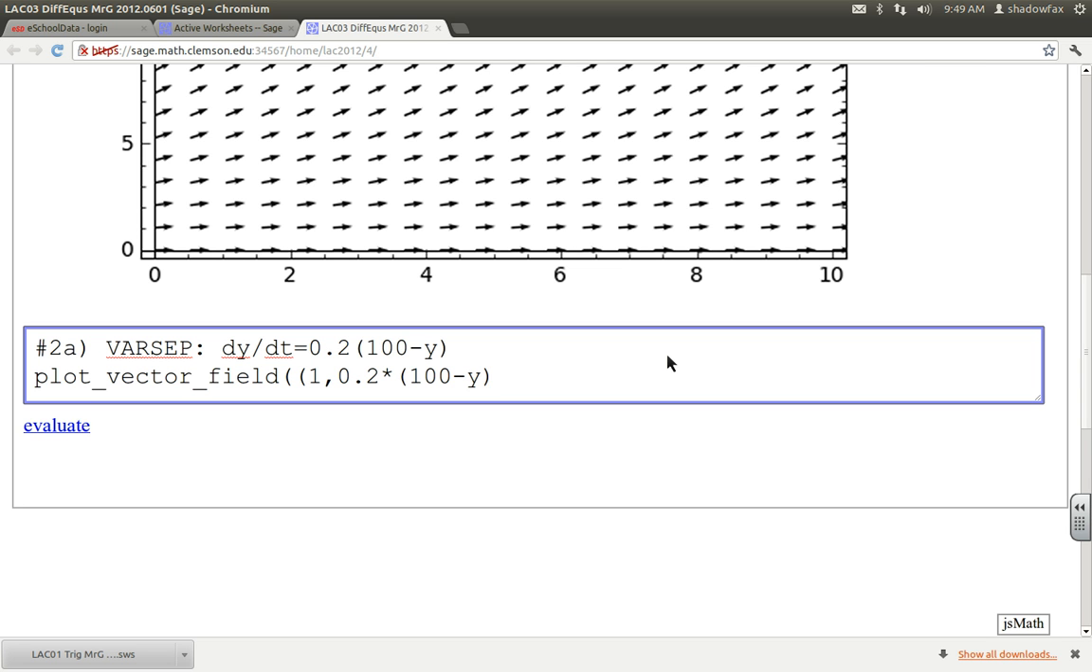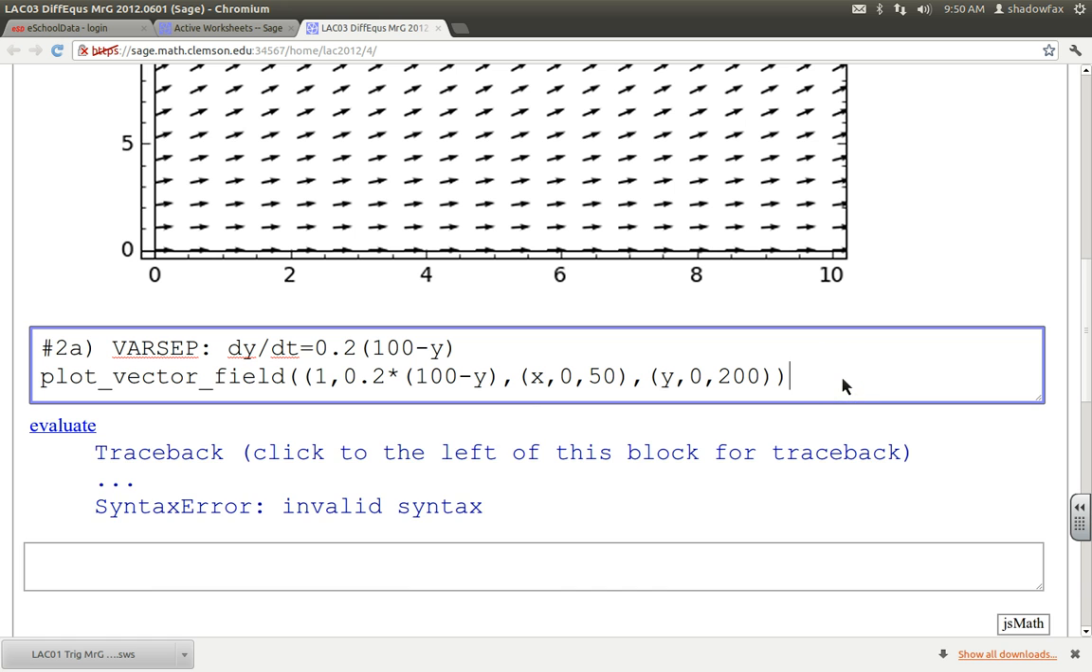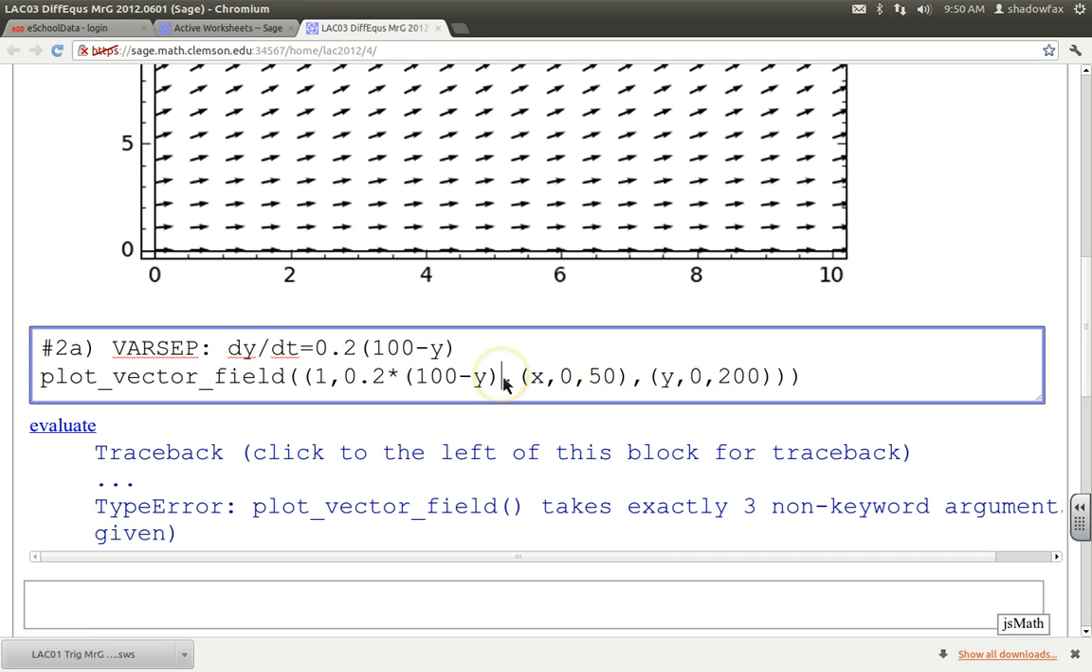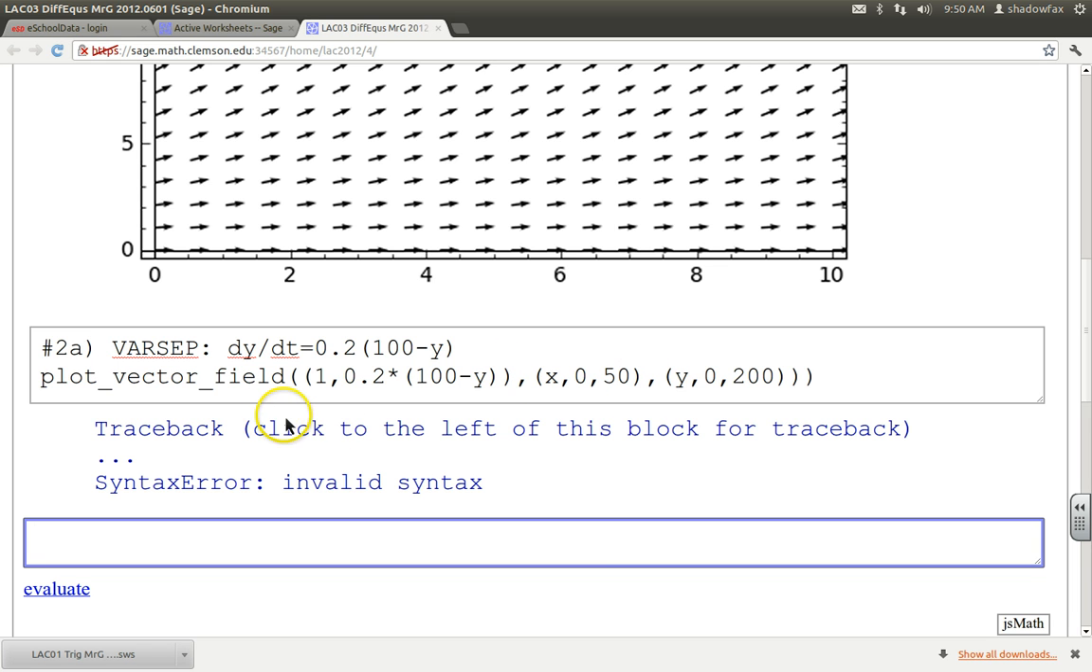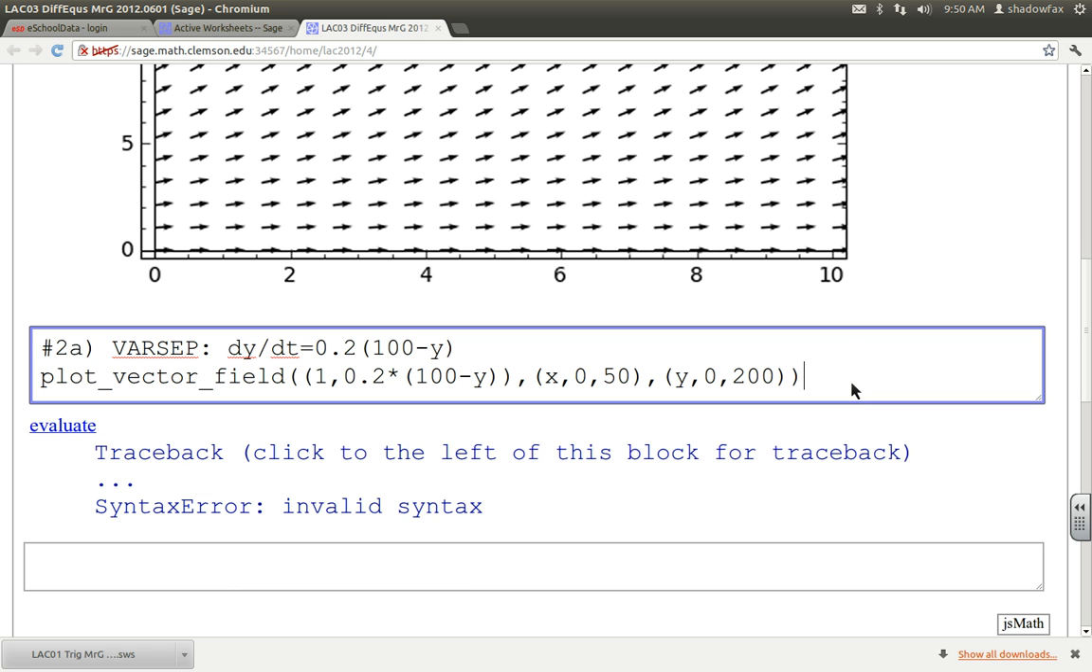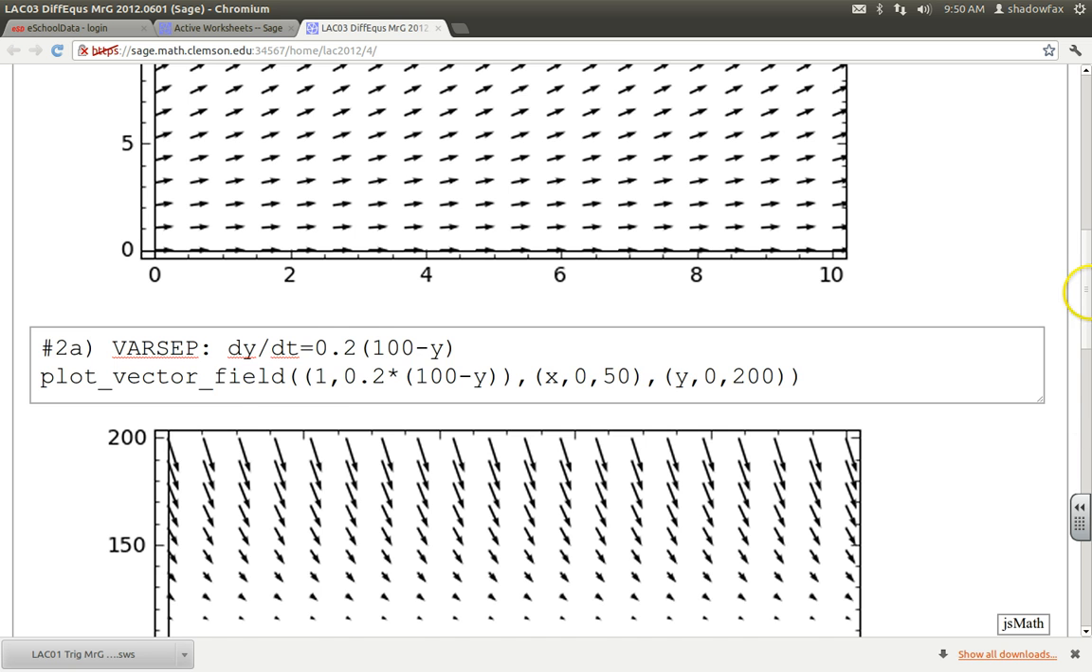And let's see. Yes, that's right, okay. Comma. Let's say a domain for x from 0 to 50. Comma. How about the range for y is, I don't know, 0 to 200. Whoops, what did I do? I did something stupid. Wait, hang on. There we go. There it is, okay.